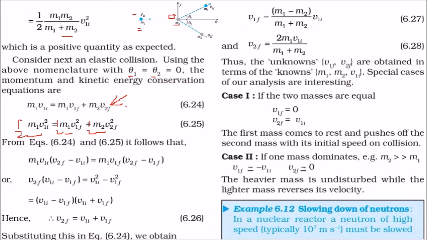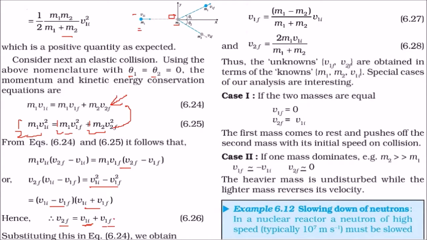So in order to solve this, we can just rearrange and try to solve it. We get some equation. This is an A square minus B square type, so this would be (A minus B)(A plus B). You can just rearrange this and you get V2F in terms of the first one. The second velocity comes in terms of the initial and final velocity of the first one.